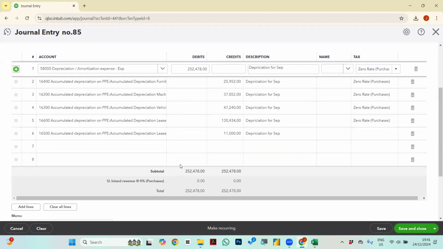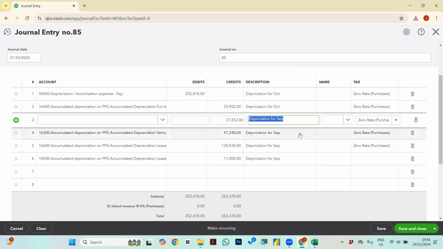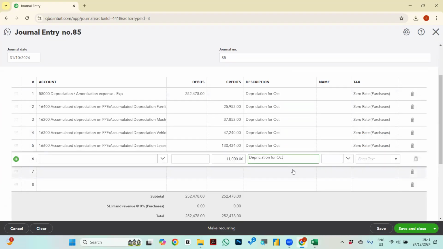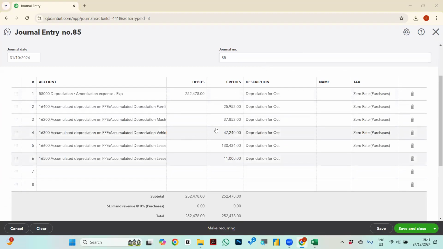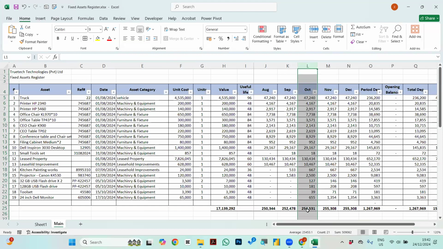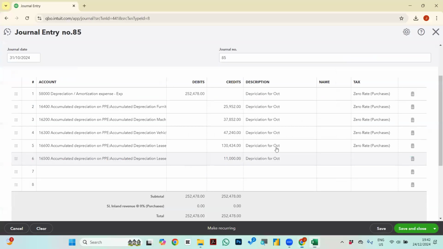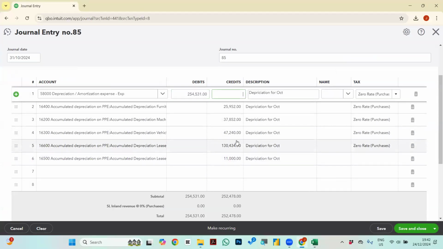Yep. So now this is instead of September, this time it's gonna be October. So this depreciation for October, we have to make sure we put the correct description, otherwise there will be confusions. Okay. Now I'm going to check how much is the depreciation value. You see here, October value is 254,531. You see the same thing here. 254,531 is the October value. Yeah, it's increased compared to the previous period. It was 252,000, now 254 because we had new fixed assets in the month of October.